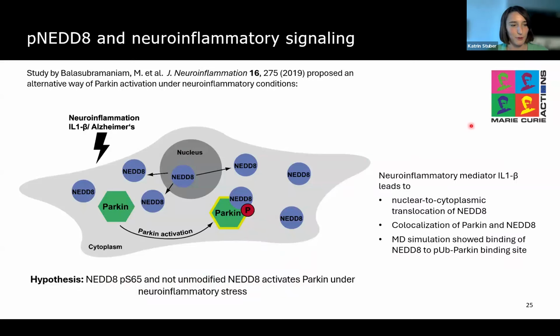And this is what I will investigate further in Jesper Olsen's lab, where I will look at the proteome and phosphoproteome changes under neuroinflammatory stress conditions.